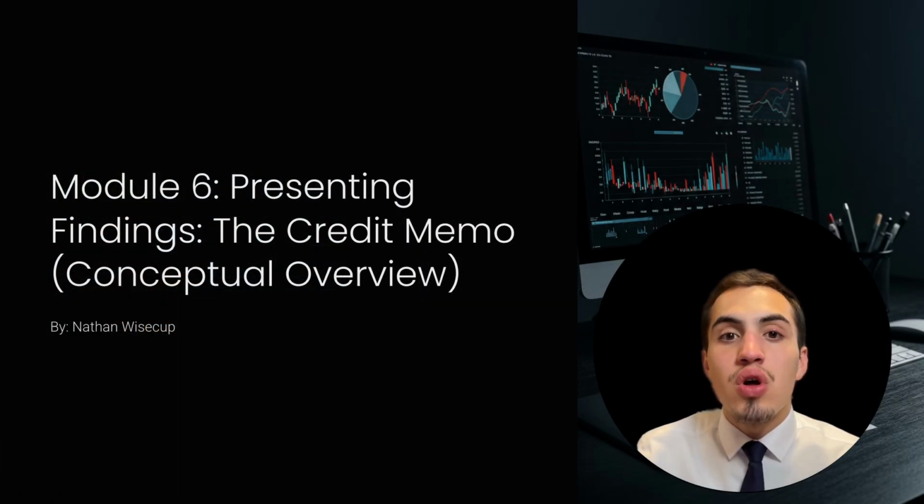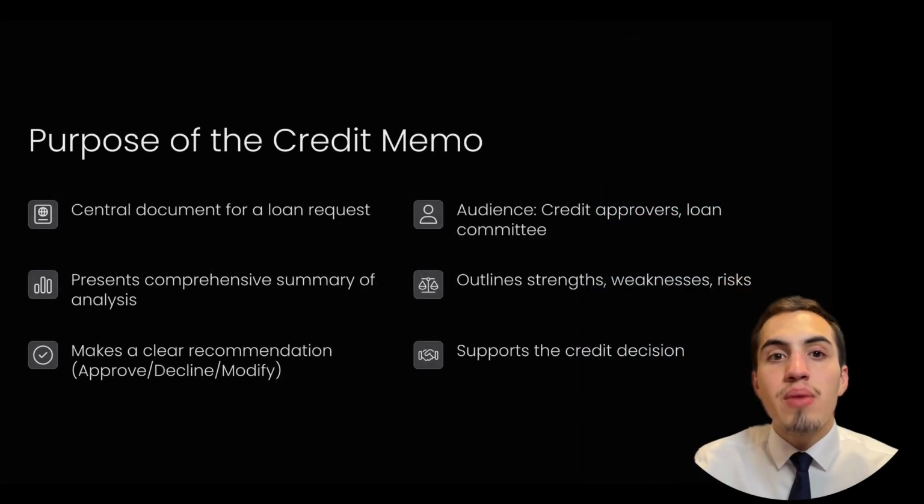In this module, we'll conceptually discuss how these findings are typically consolidated and formally communicated within the bank, often through a document called a credit memo, or a similar credit approval package. The credit memo serves as the central and formal document for a specific loan request. Its primary audience includes credit officers, senior management, or a loan committee, the individuals responsible for approving the credit.